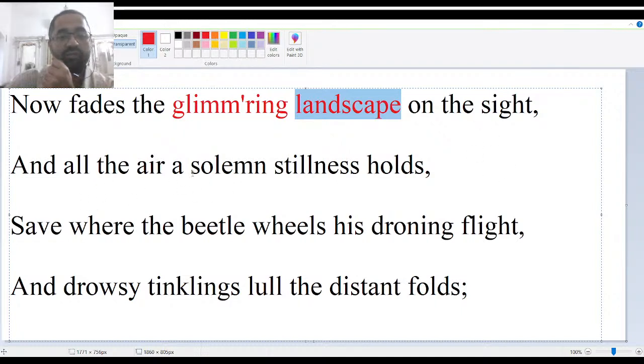In the second line, we have solemn, which also has two syllables. Stillness, beetle, droning, drowsy, tinklings, and distant. These are the words that have more than one syllable, multisyllabic words.